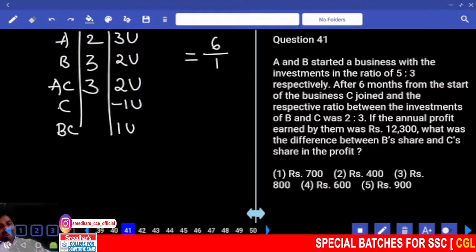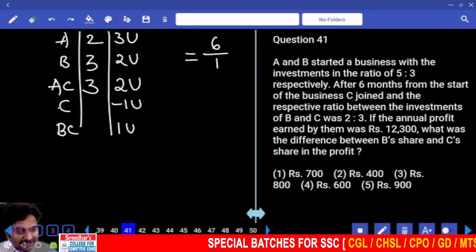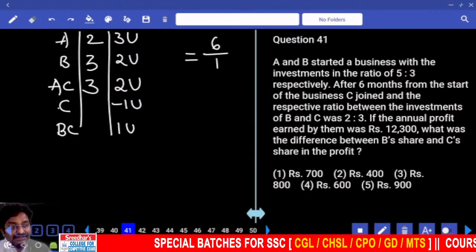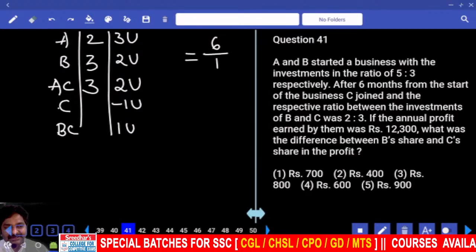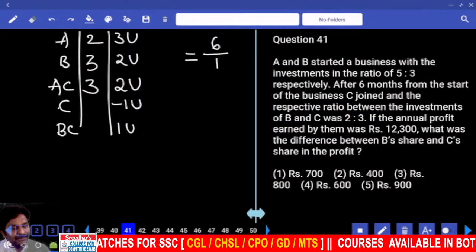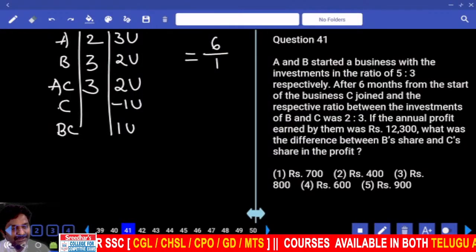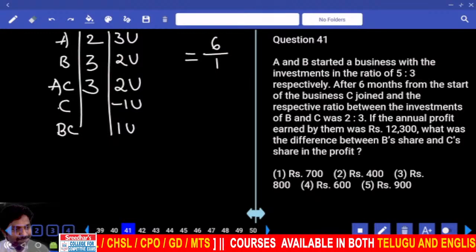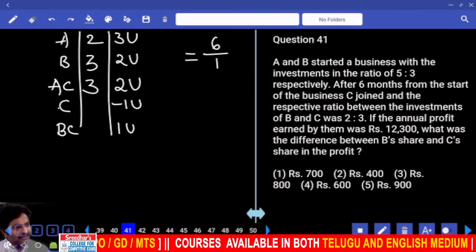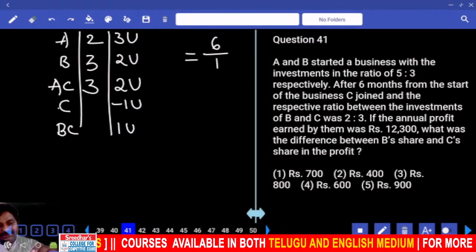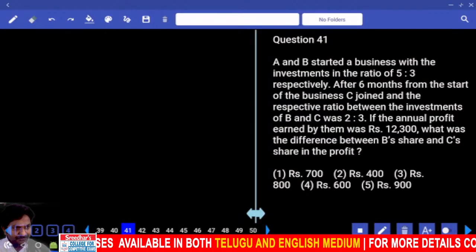A and B started a business with investments in the ratio 5:3 respectively. After 6 months from the start of the business, C joined and the respective ratio between investments of B and C is 2:3. If the annual profit earned by them was 12,300, what was the difference between B's share and C's share?